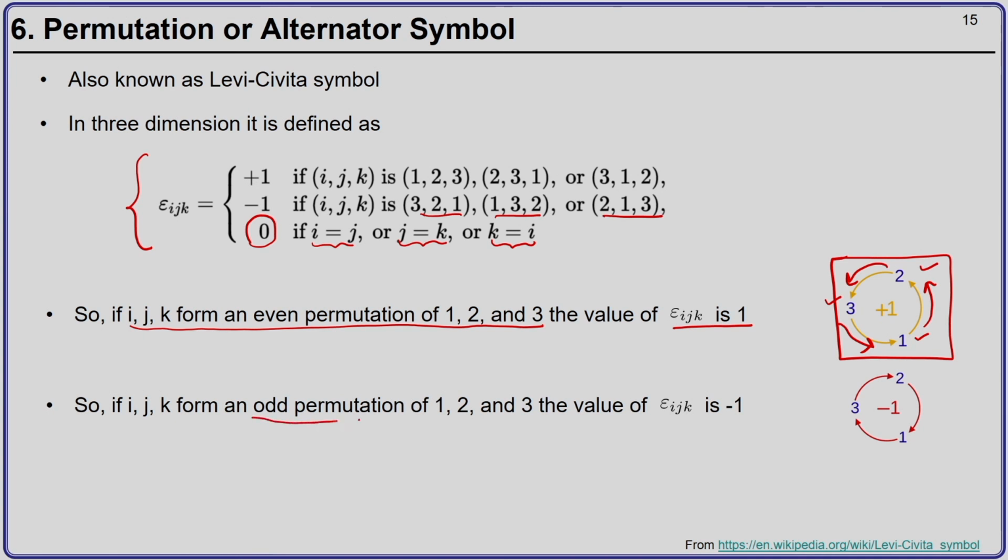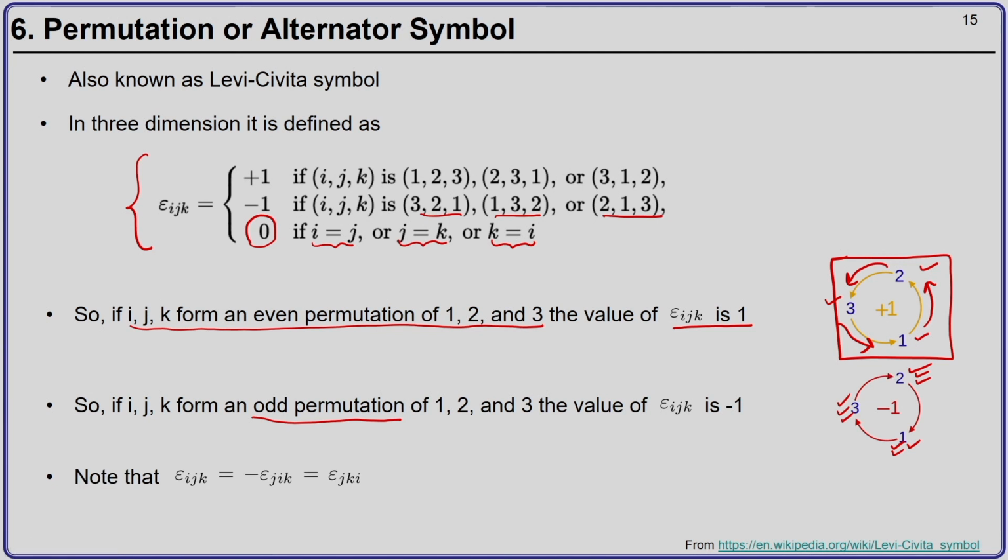In the odd permutation, this order gets reversed. You can see here initially it was anti-clockwise, now the direction has become clockwise. So, if i, j, k take the values 1, 3, 2 or 3, 2, 1 or 2, 1, 3, in that case, the value of the permutation symbol will be equal to -1.